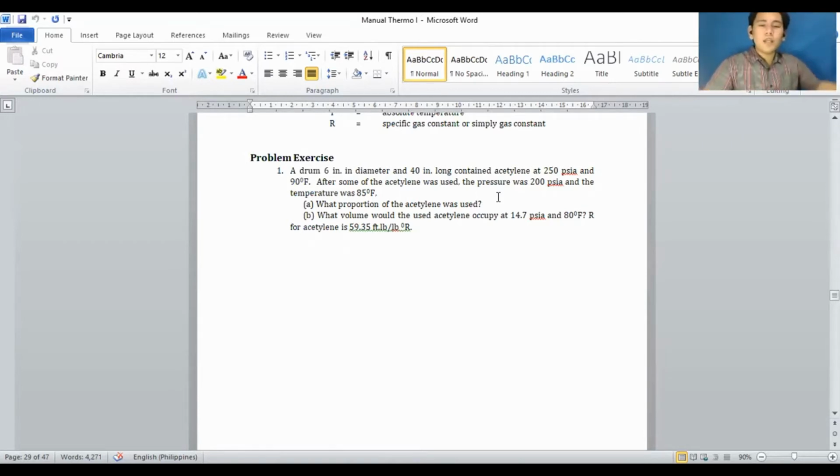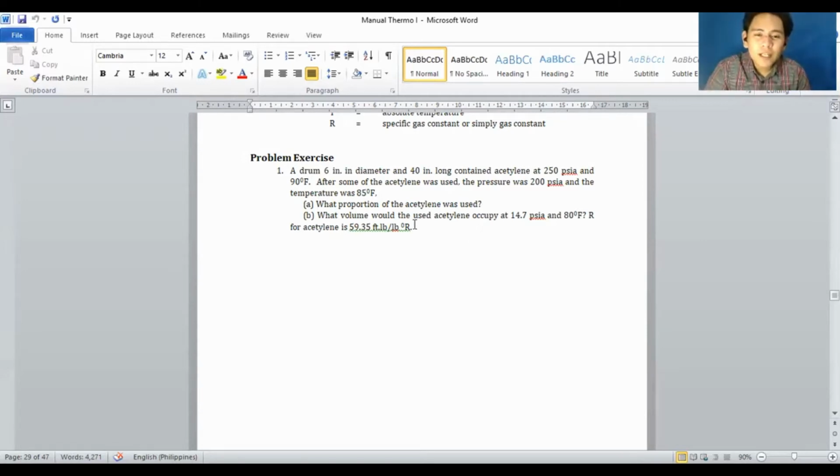What volume would the used acetylene occupy at 14.7 psi and 80 Fahrenheit, where R, the gas constant for acetylene, is 59.35 foot-pound per pound degree Rankine. Now, in the problem, we will be using the given R, the given gas constant. In every problem, there should be a given gas constant.